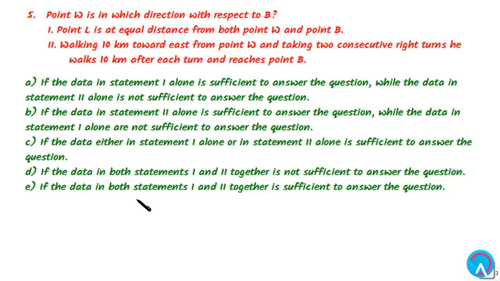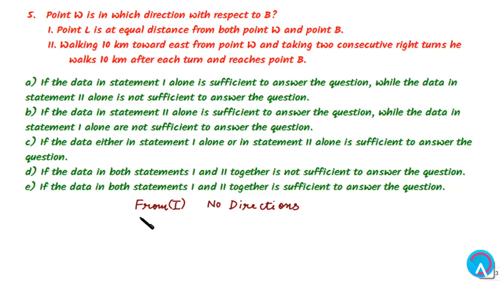Let's analyze statement 1. That means from statement 1 we have point L is at equal distance from both points W and point B. So from here, we do not know any directions. So no directions from here. So we do not get anything from point 1.